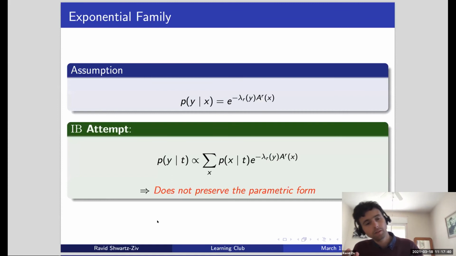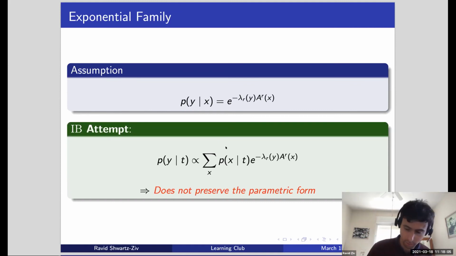But what is the problem? If we assume that our data is from the exponential family, then the IB does not preserve this parametric form. We have a decoder that doesn't preserve the parametric form of the exponential family. So let's try something different.